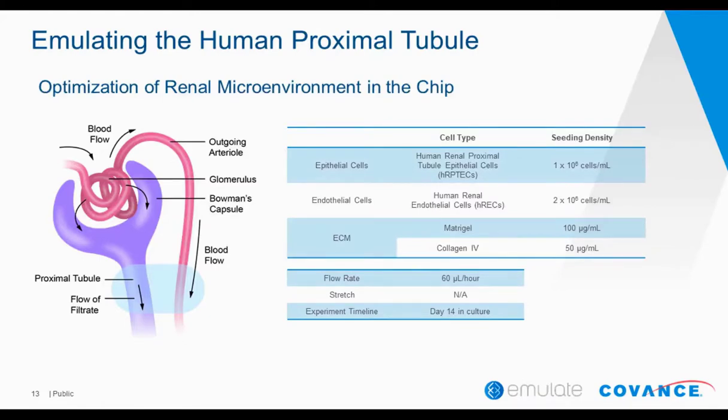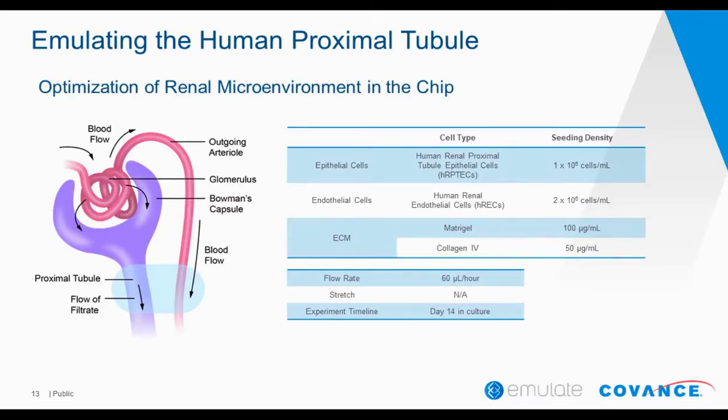Then let's take a look how the Emulate team has optimized the human proximal tubule kidney chip as part of our collaboration with Covance. The proximal tubule is where glomerular filtrate first passes through, and this is a highly specialized region for various molecules reabsorption and secretion between the tubular lumen and peritubular capillary. So for the model optimization, generally, critical components that we focus on are good quality of the cell, tissue-relevant ECM, proper seeding density, and order between epi and endo, media, and flow rate.